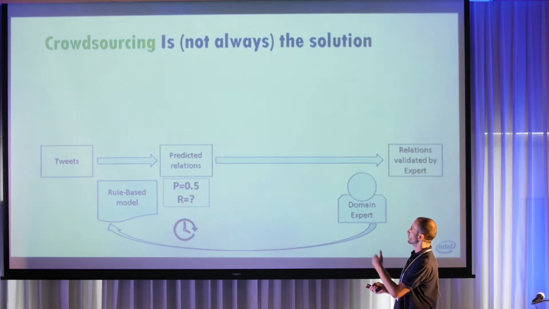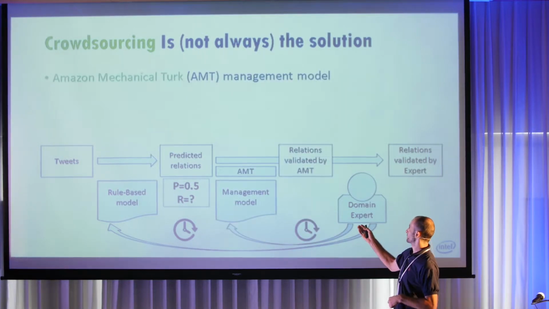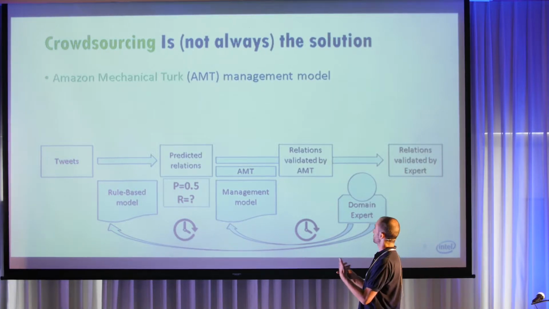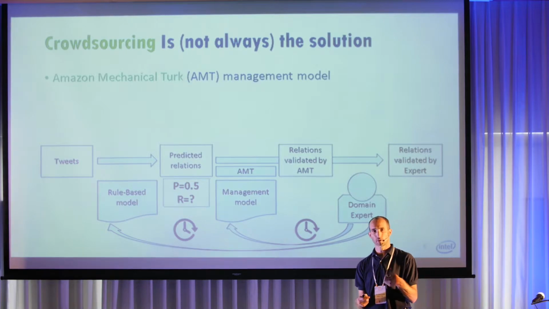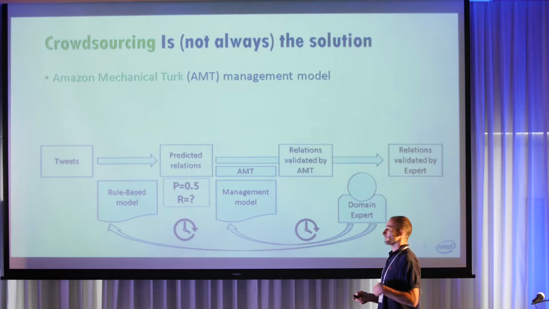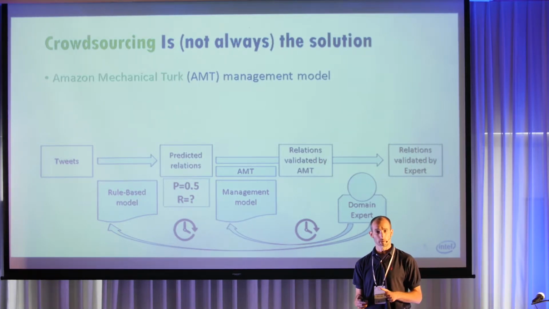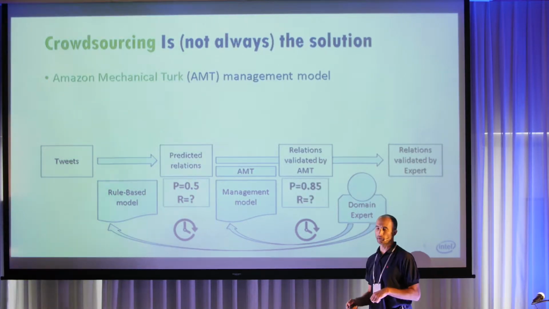So what we did, we went to crowdsourcing, AMT, Amazon Mechanical Turk, and we built a tool. After the rule-based step, we give the tweets that went out to the Turks, we call them the Turkish guys, and they are validating for us whether these tweets are relevant or not. And this is a good solution, and we got by this to a precision of 0.85.